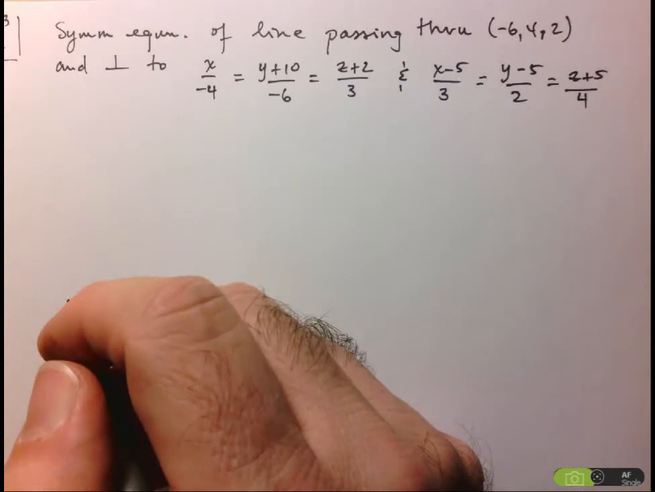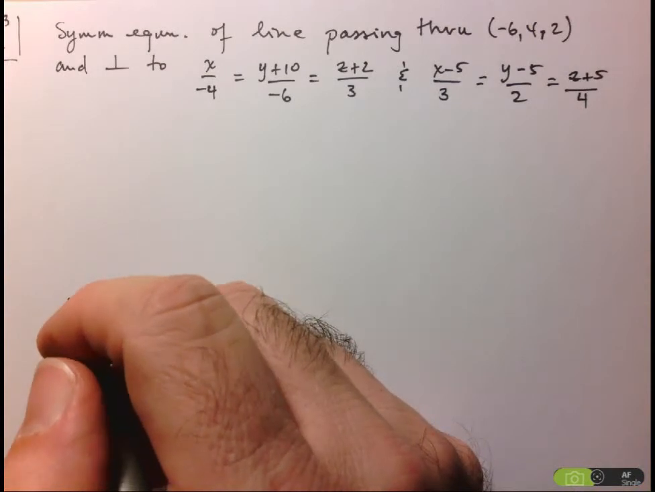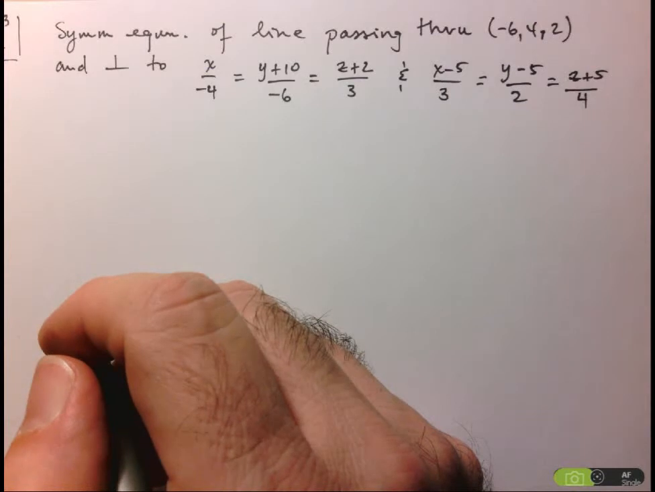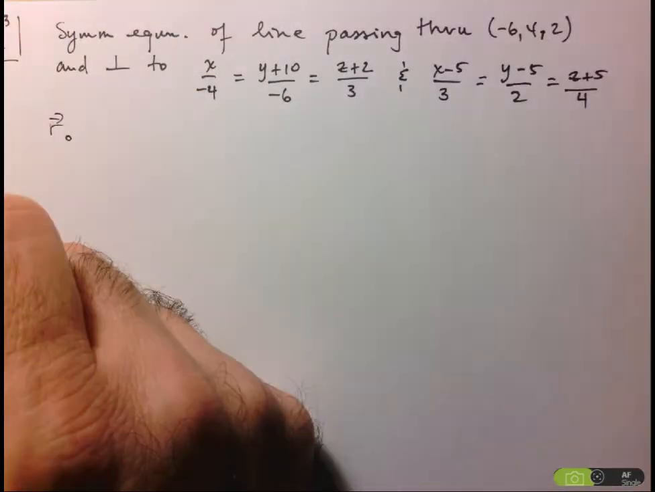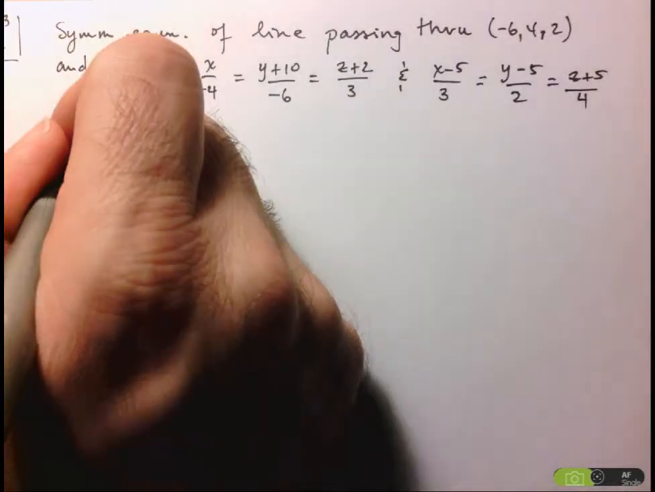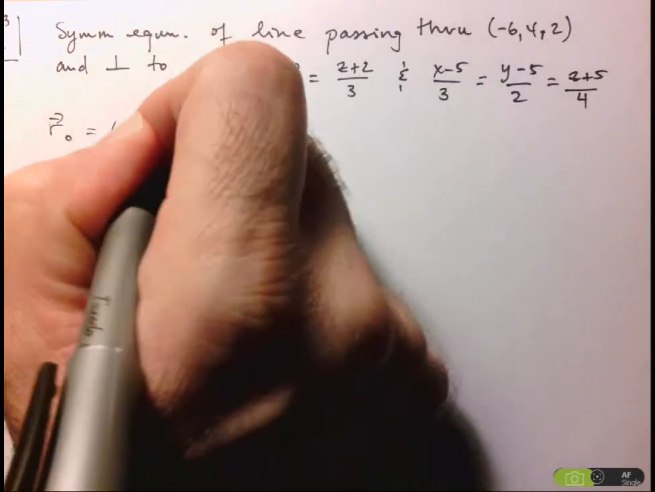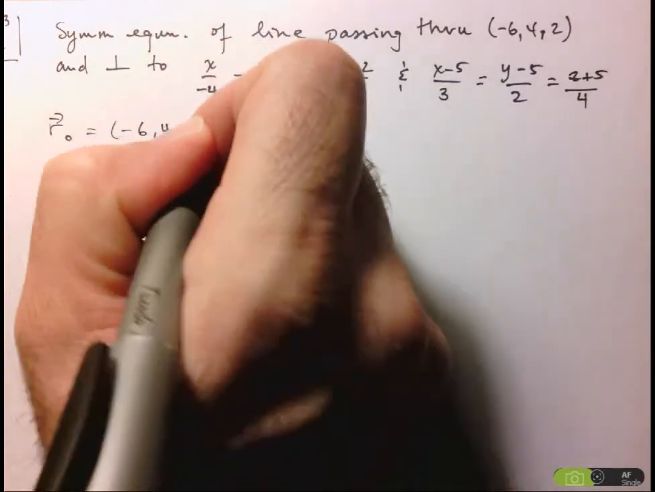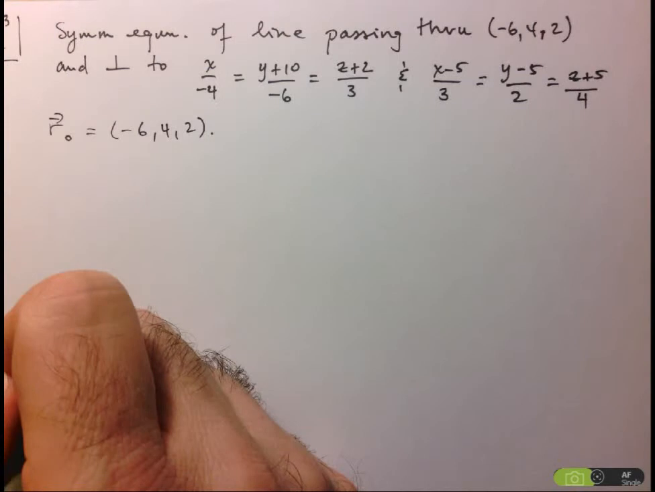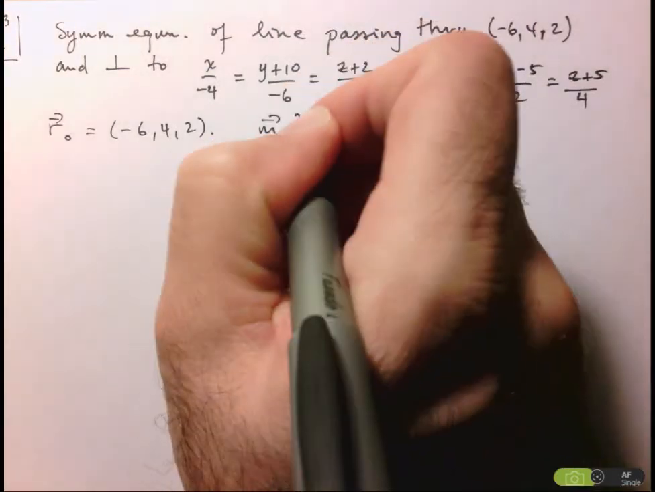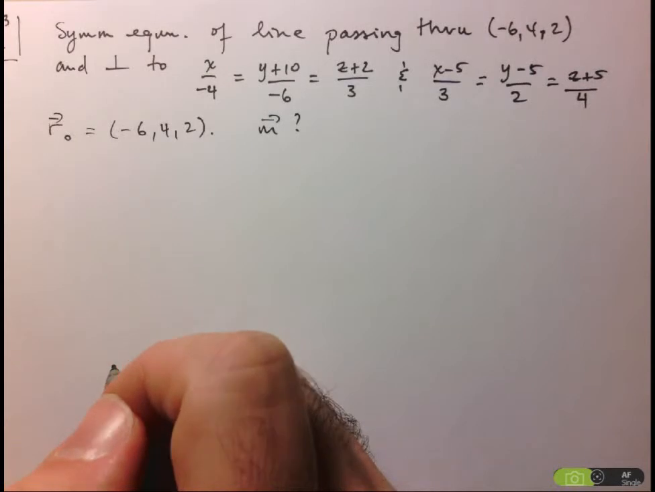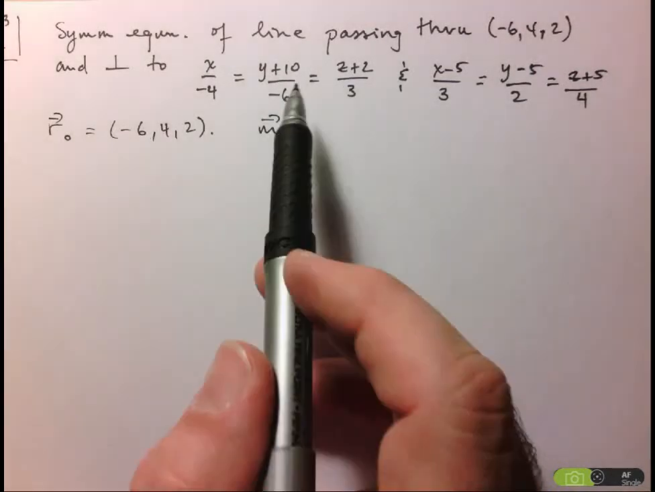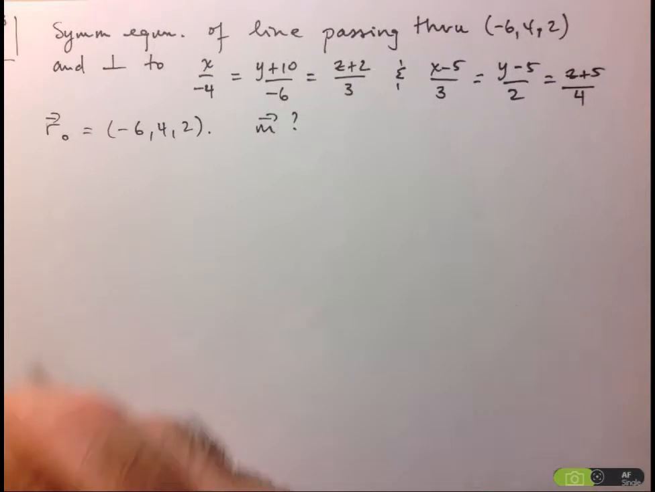In order to find the equation of a line in symmetric, parametric, or vector form, we need a point on the line, which is our r0, and we need a direction vector. We're given straight away that it passes through -6, 4, 2, so I have my point on the line. My goal now is to calculate a direction vector. What they do tell us is that this line is perpendicular to both of these two lines.